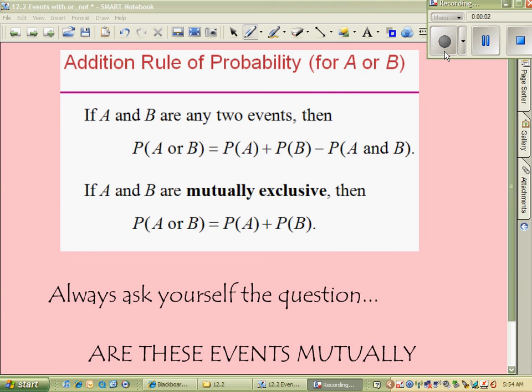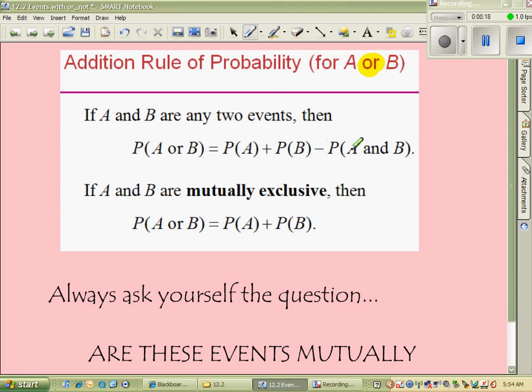The addition rule of probability. This has to do solely with when you're talking about the or. So remember we had the and, the or, and the not during this section. Now we're in the or part, and when we have the or, we're going to use the addition rule.